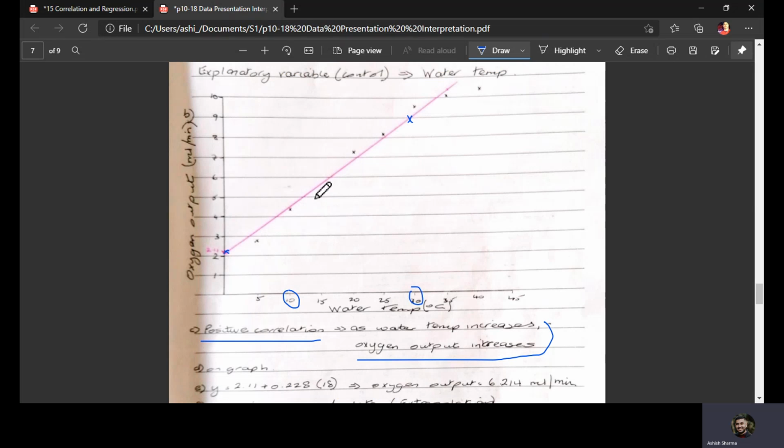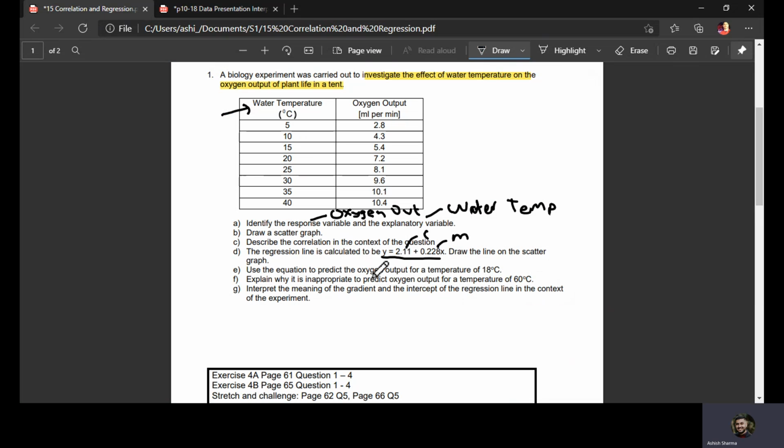And you can see it's not a bad line of best fit. Most of the points pass through it. We've got an even number of points either side. Quite a good line of best fit. Use the equation to predict the oxygen output for a temperature of 18 degrees centigrade.